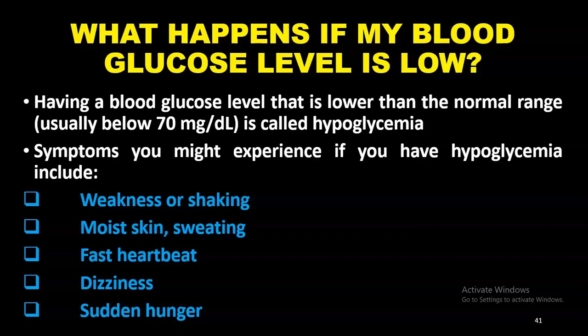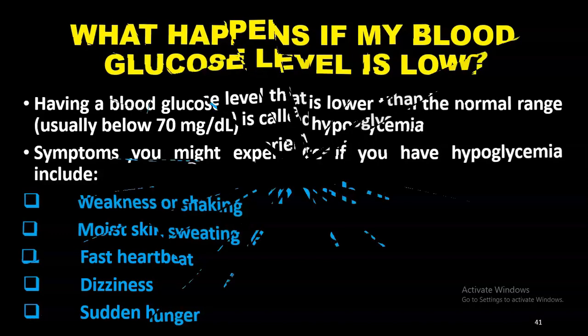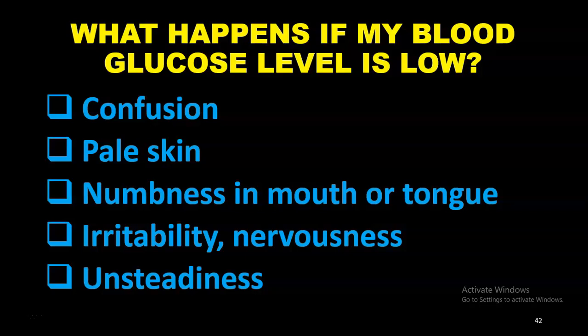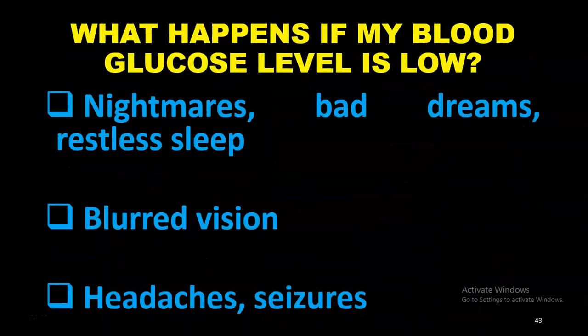Symptoms you might experience if you have hypoglycemia include weakness or shaking, moist skin, sweating, fast heartbeat, dizziness, sudden hunger, confusion, pale skin, numbness in mouth or tongue, irritability, nervousness, unsteadiness, nightmares, bad dreams, restless sleep, blurred vision, headaches, seizures. You might pass out if your hypoglycemia is not managed.